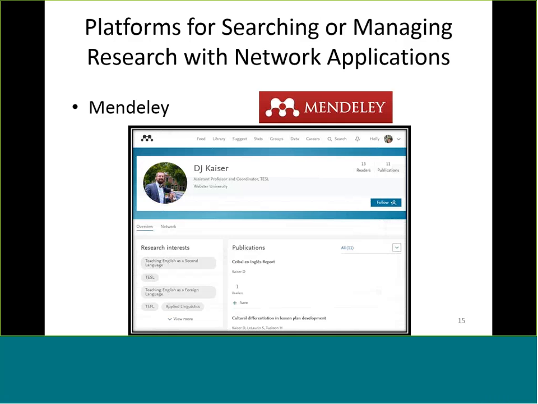So if you choose to use Mendeley, if you choose to use any of these products, you should take a look and see, is there some type of profile where you would want to flesh it out a little bit, associate yourself with Webster University, associate yourself with your numbers, your ID numbers that are really going to help people find you.